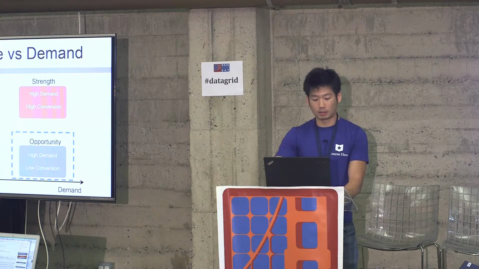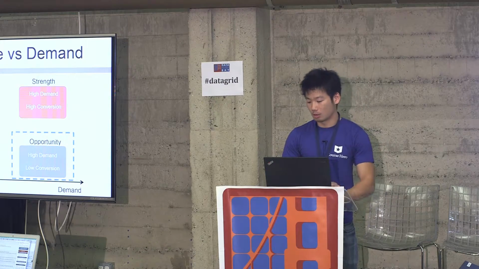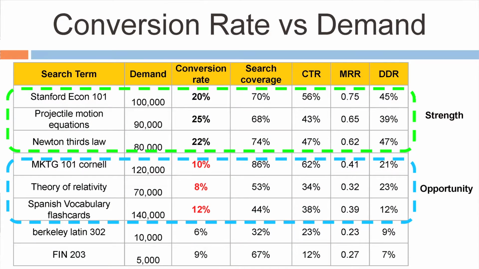And that's the area that we can double click and go in and say what's going on there. So just to give you an example of what the data looks like, this is just example data. The first three sets of search terms you can see are our strength quadrant, right? So we have relatively high demand and pretty high conversion compared to the rest of the search terms.